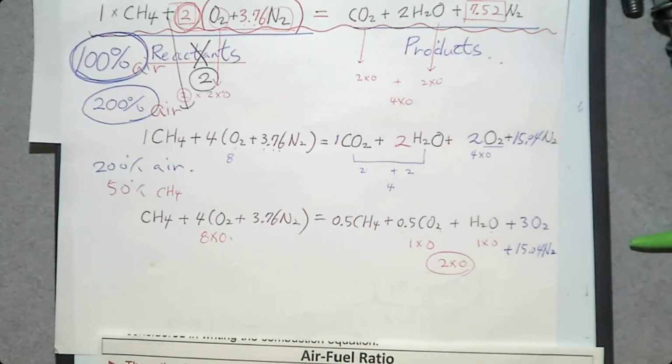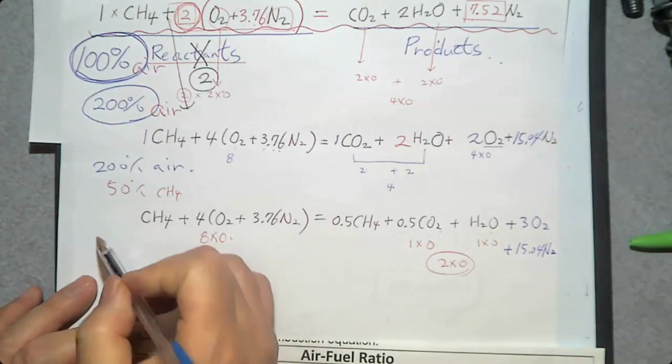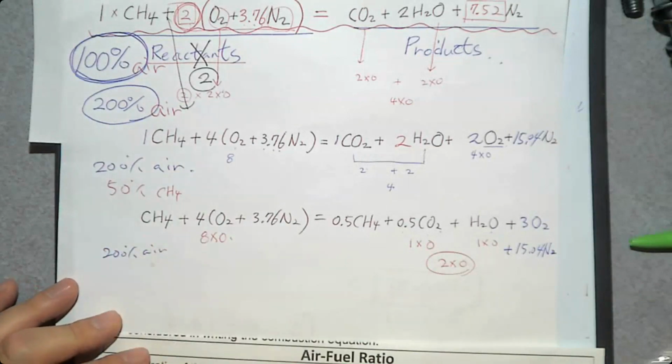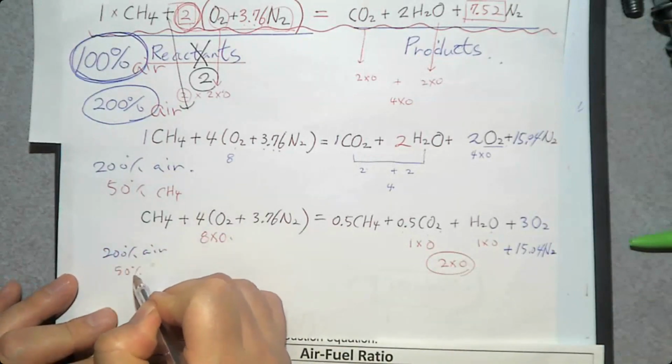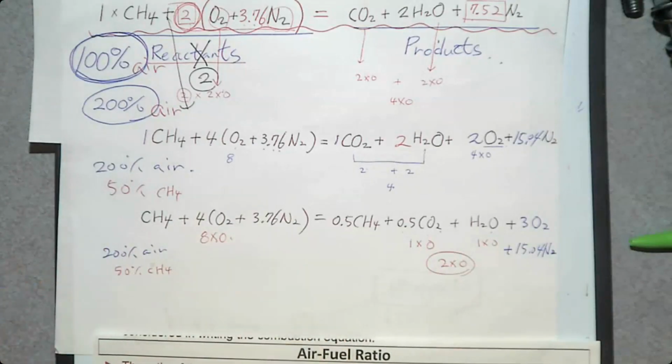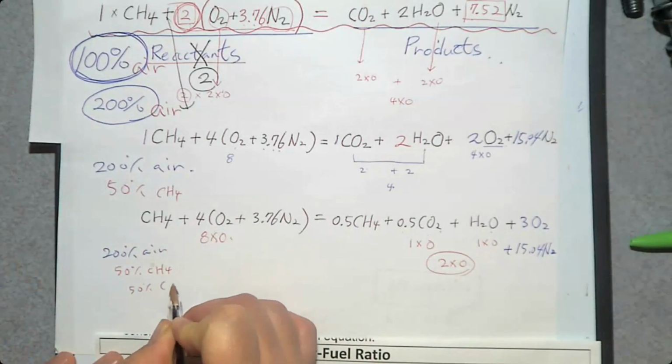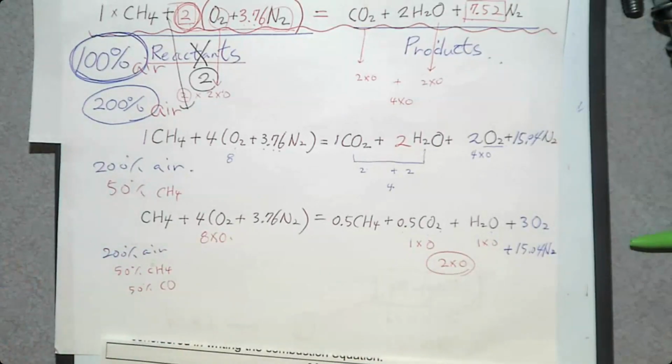Let's make it even more complicated. So this time, we have 200% air, and only 50% was reacted. And we have 50% carbon monoxide.